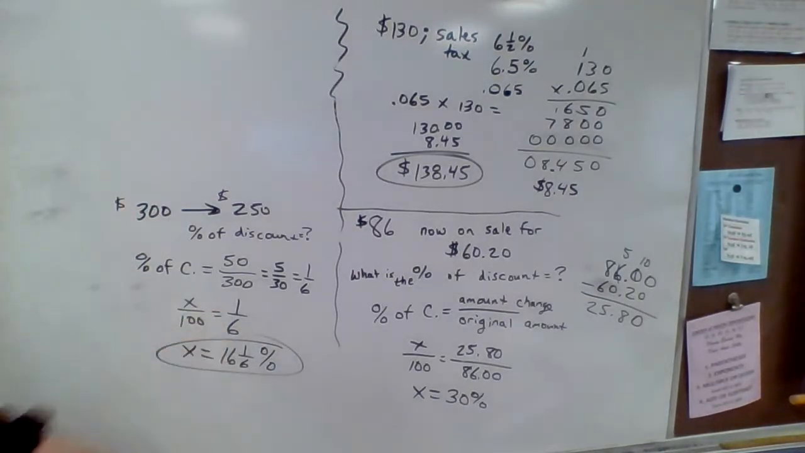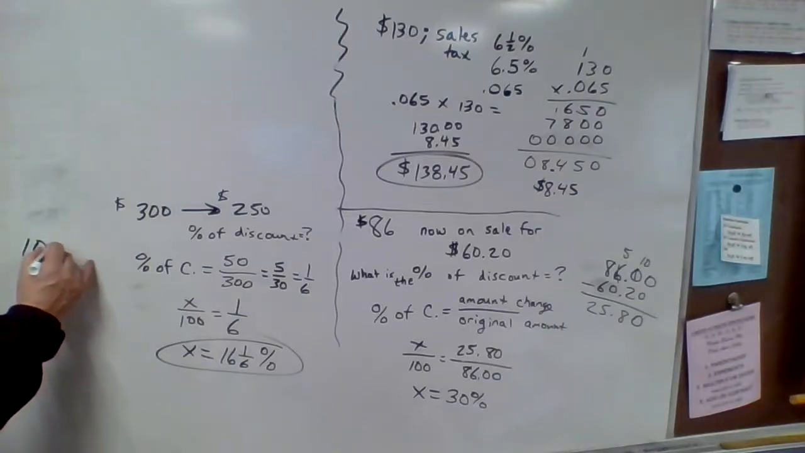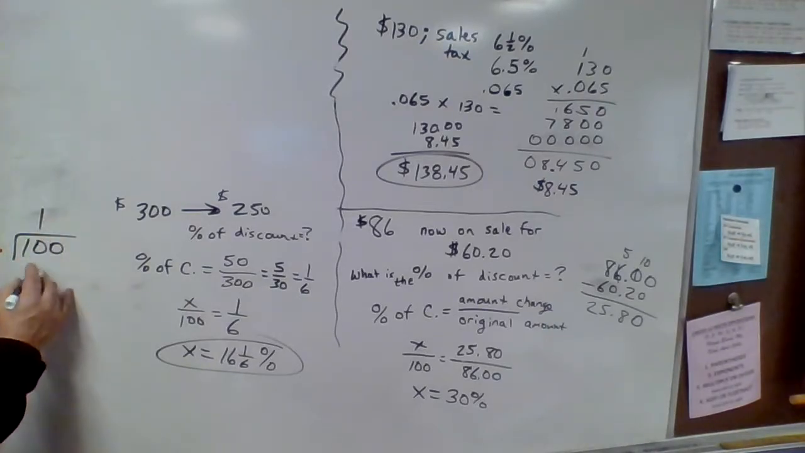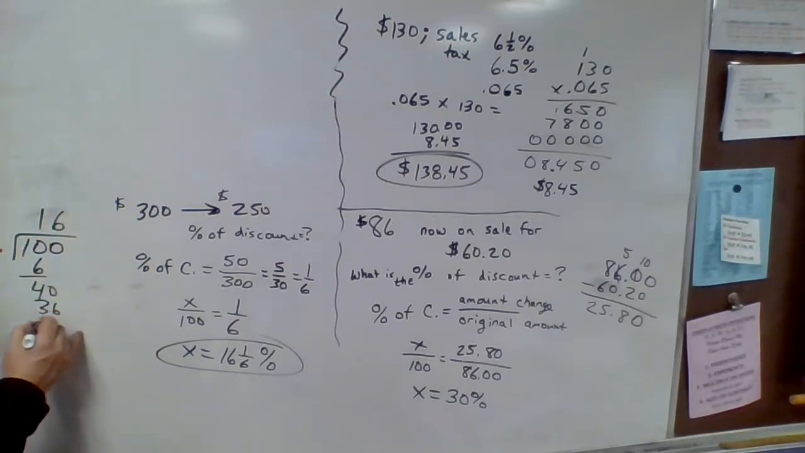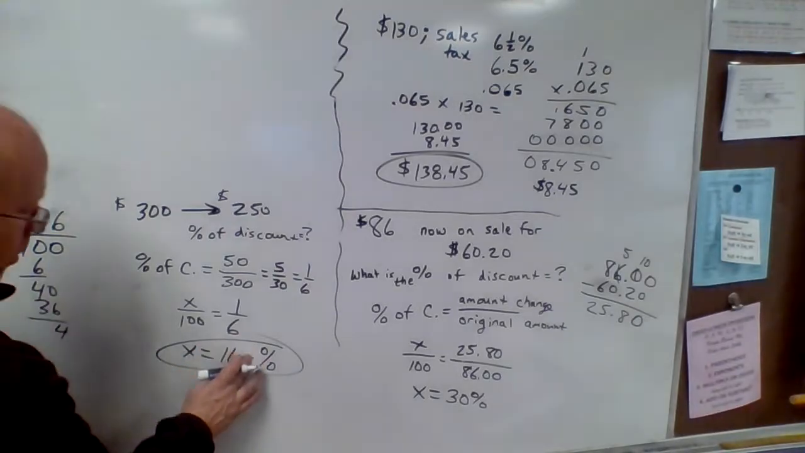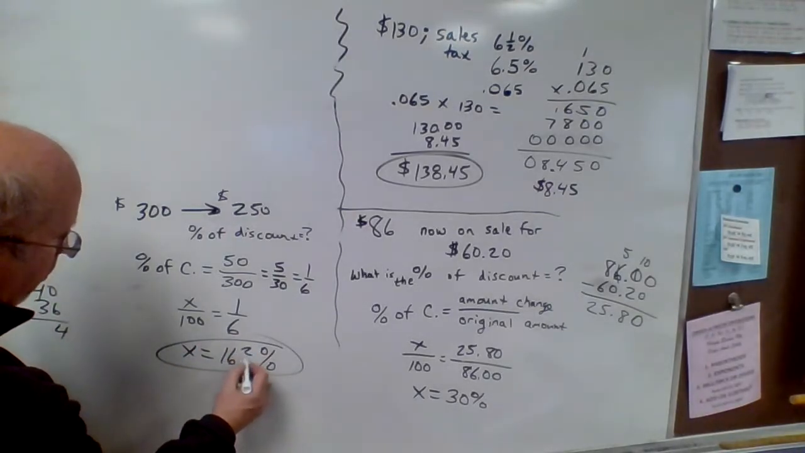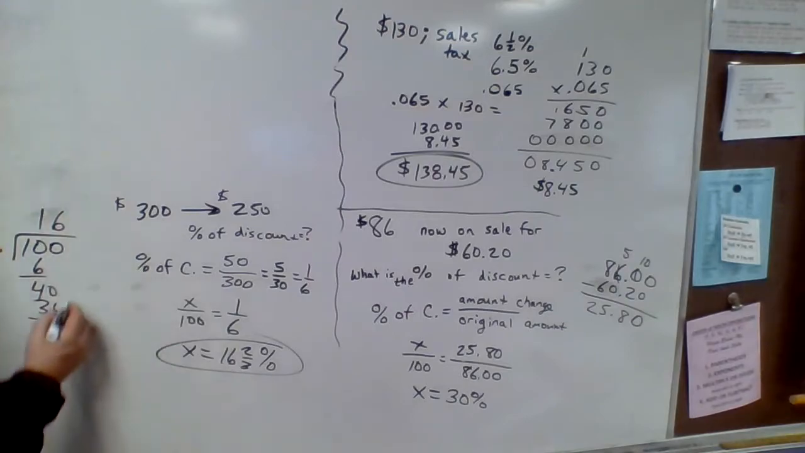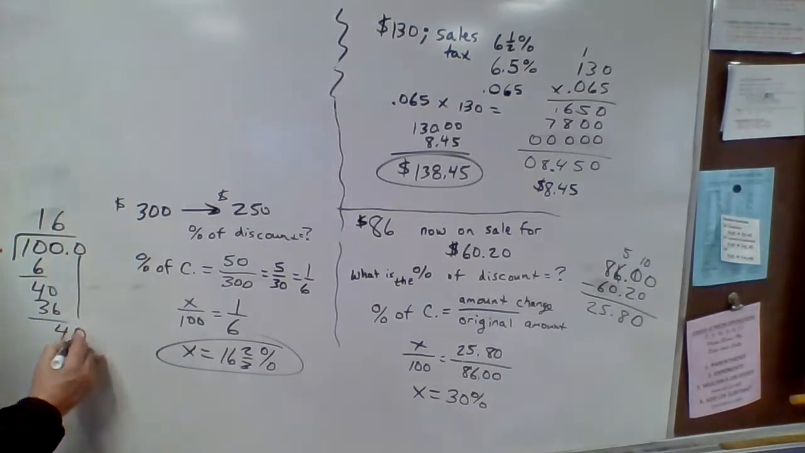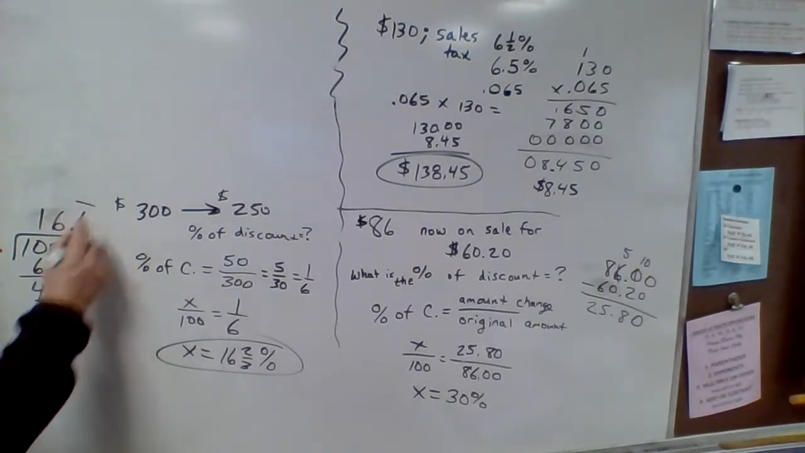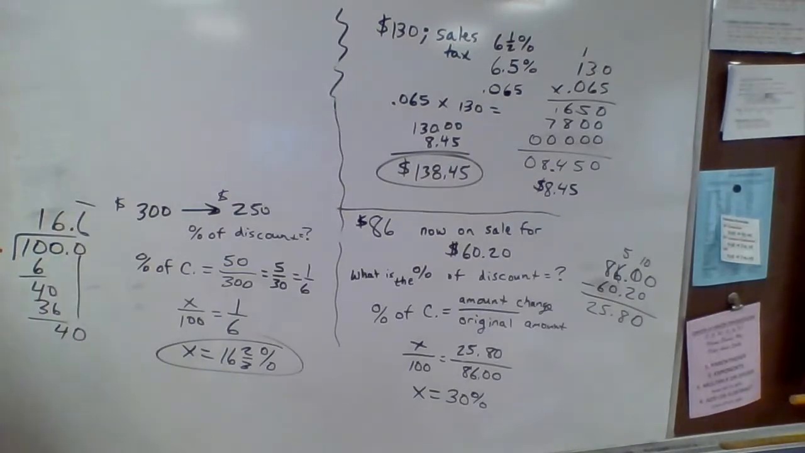1 times 100 divided by 6. Nope, I'm wrong. Goodness, I'm sorry. It's 16 and 2/3. My apologies. Or 16.6 repeating.